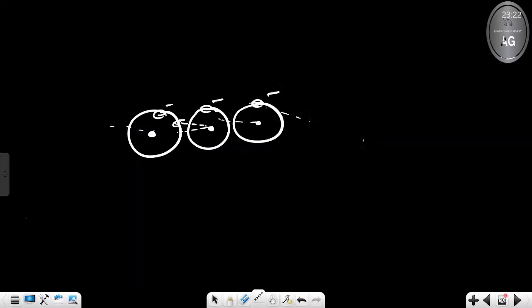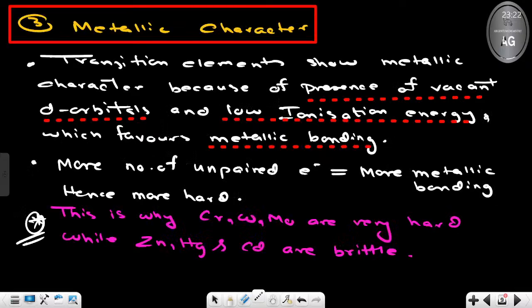As you can see from the diagram, the more unpaired electrons there are, the more the nucleus will pull, so metallic bonding will increase there too. So the more outermost electrons increase, the more metallic bonding increases. The second point is also saying that more number of unpaired electrons equals more metallic bonding. So more metallic bonding means more hard, or more metallic character will be seen. Clear? This is also an important point.